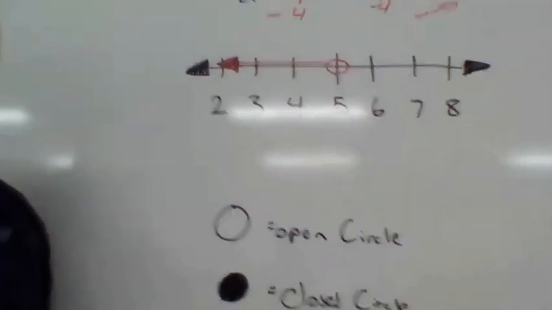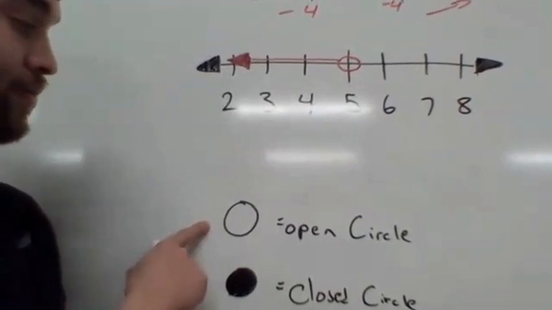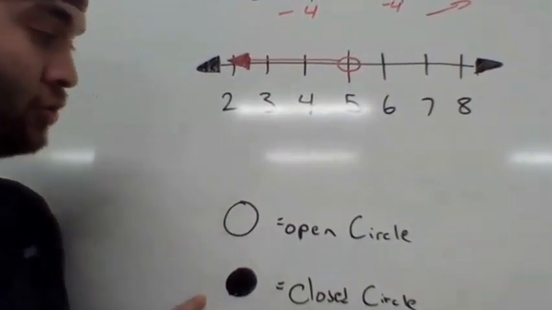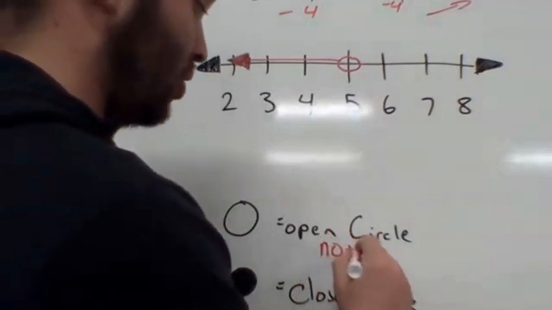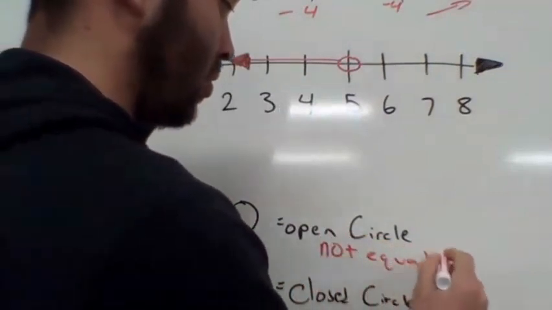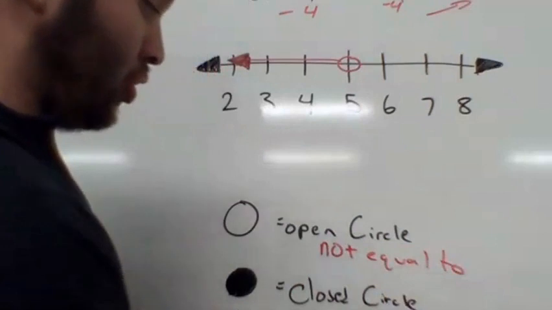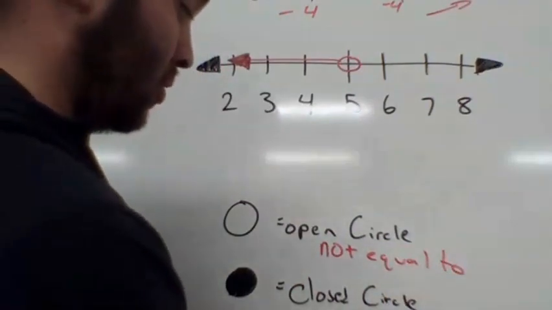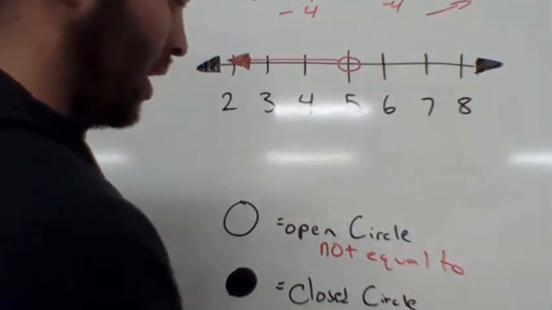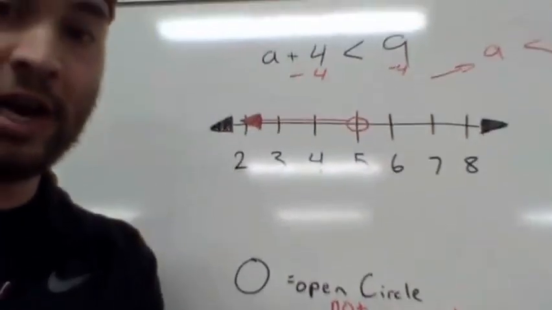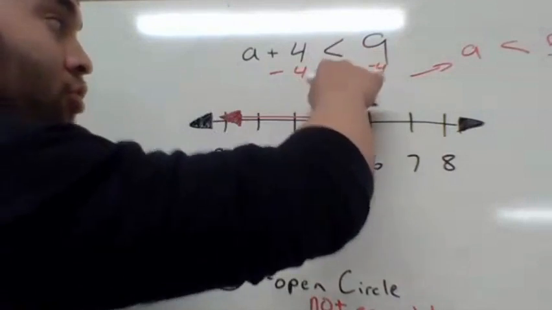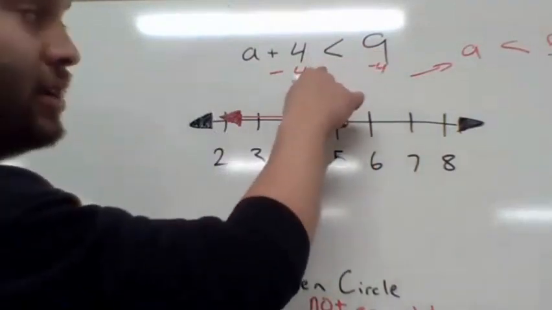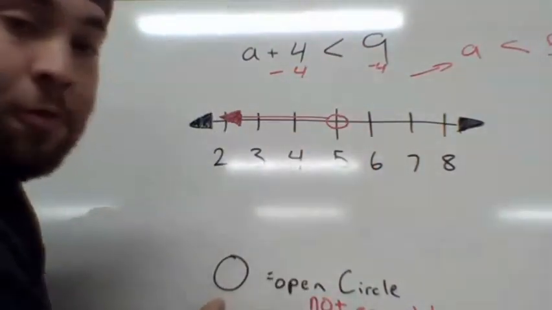Now, you probably see right below here, what does the open circle and the closed circle mean? The open circle means not equal to. The closed circle means equal to. So if you look one more time, I'm going to move this up. This is a not equal to sign. There's no line below it, right? So that's telling us that this is going to be an open circle when you graph it.